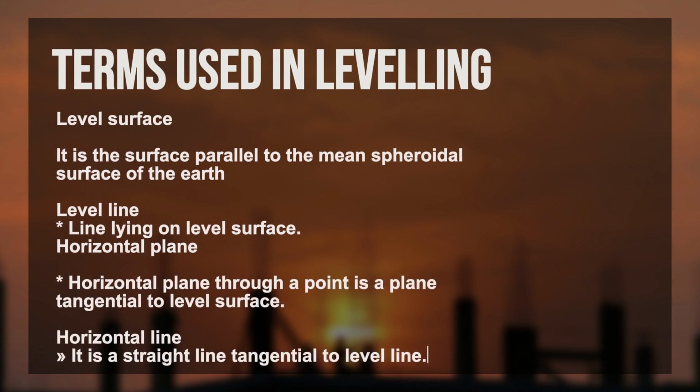It is the surface parallel to the mean spheroidal surface of the earth. Another is level line. A line which is lying on the level surface is called a level line. The horizontal plane. The horizontal plane through a point is a plane which is drawn tangential to the level surface. Next is horizontal line. It is a straight line which is tangential to the level line.